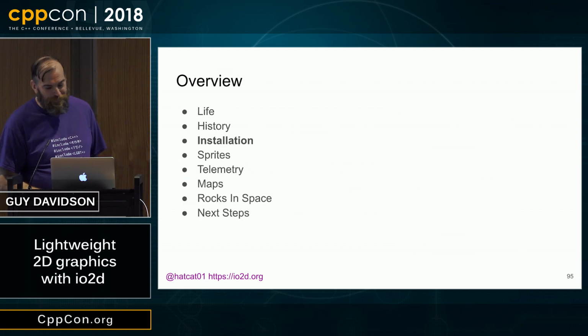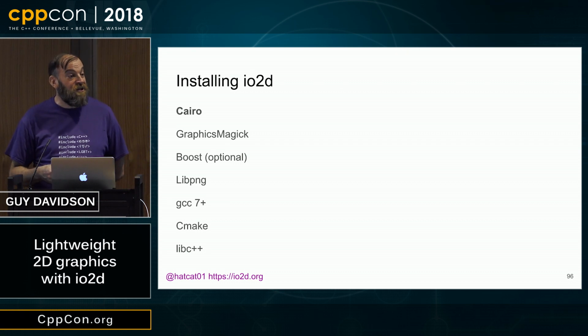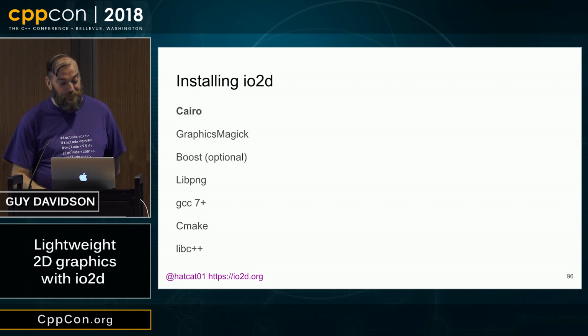Right, let's move on to installation. So the reference implementation of io2d relies on third-party software. Originally, io2d was implemented as a modernization of Cairo. So you will need an installation of Cairo. If you're running on OS X, there is also a native implementation which uses core graphics, although you might prefer to use the Cairo implementation.